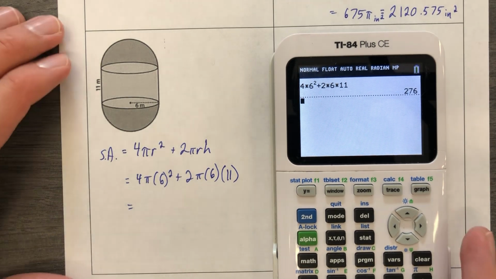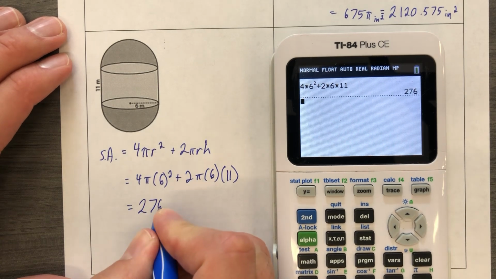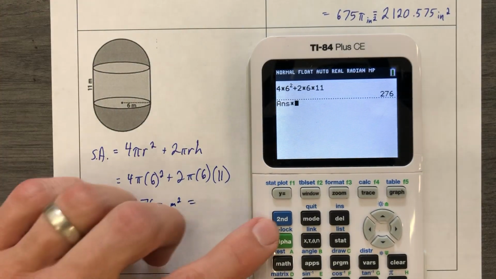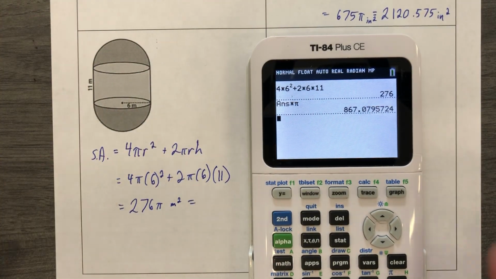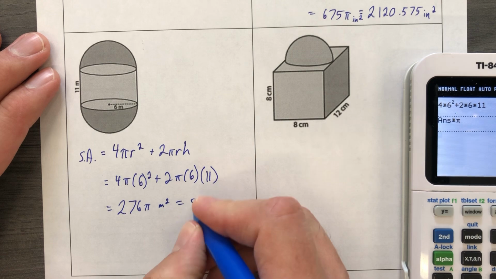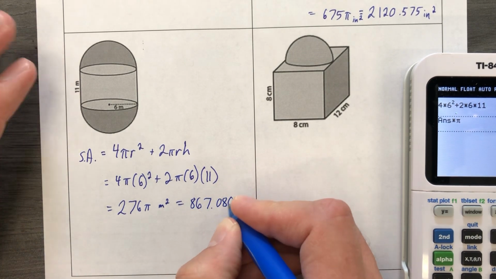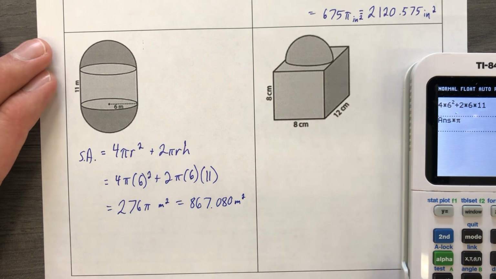And that's going to give us 276 pi. And we'll put units on this as well. This is square meters, which is also equal to, multiply that by pi, and we're going to have 867.080, if you want to get technical, square meters on that one as well.